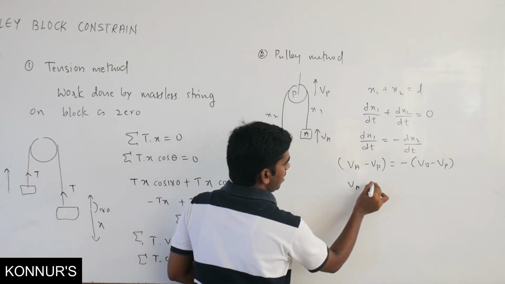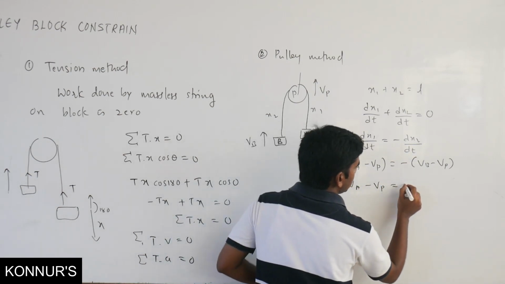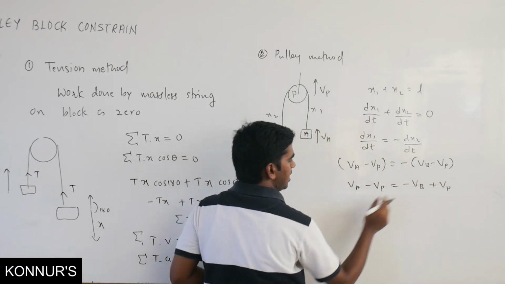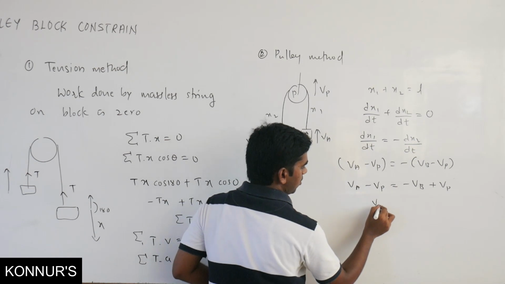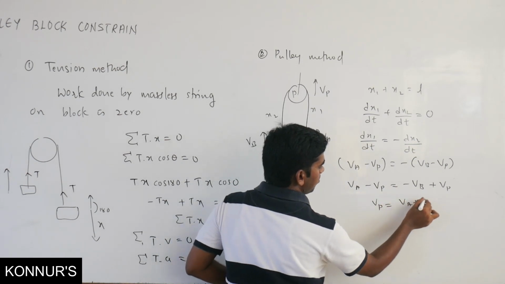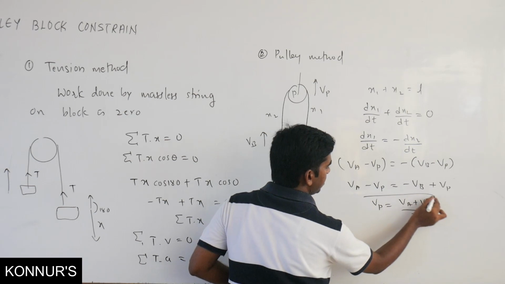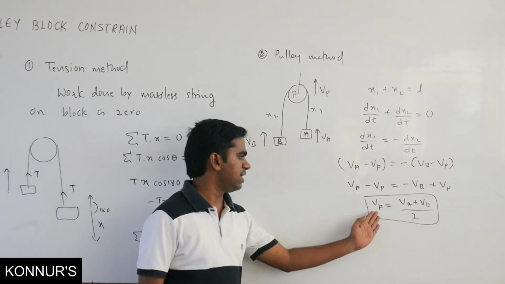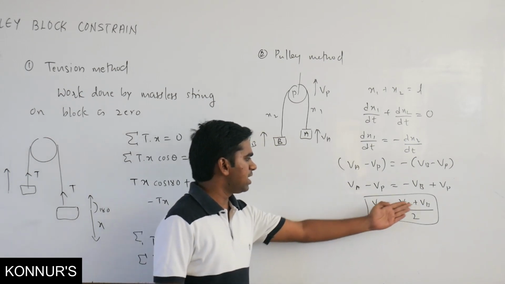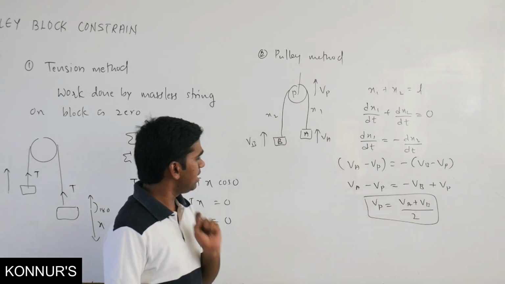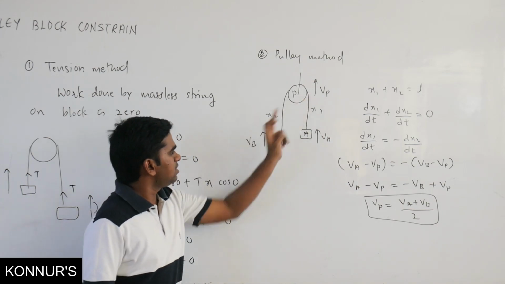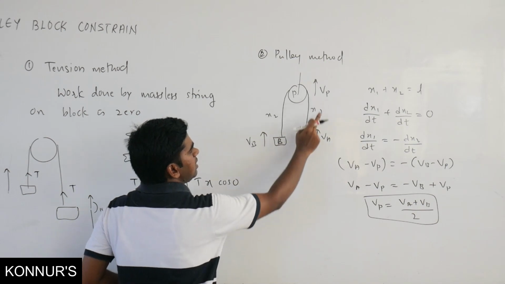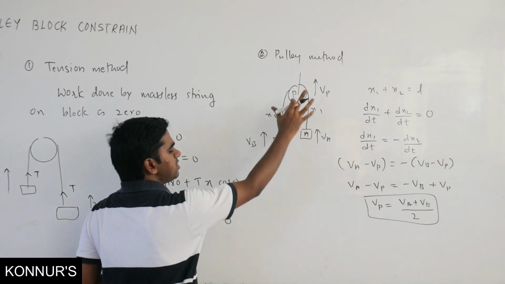Okay, it will become VA minus VP equals minus VB plus VP. So take VP on that side, and VP will become VA plus VB divided by 2. So this method also you can use. If you know two velocities, you can find the third velocity, or if you know VP, you can find VA or VB. But the very important thing is that the direction should be the same, or all the pulleys should have velocity or acceleration or displacement in the same direction.